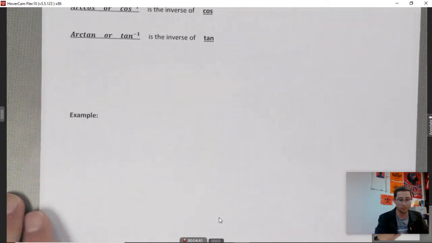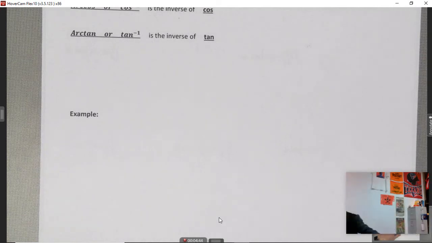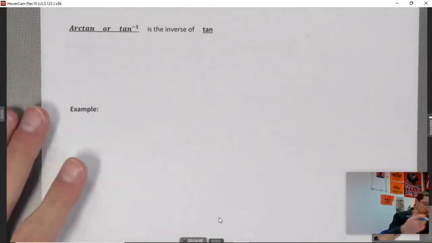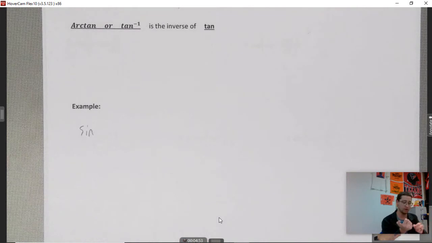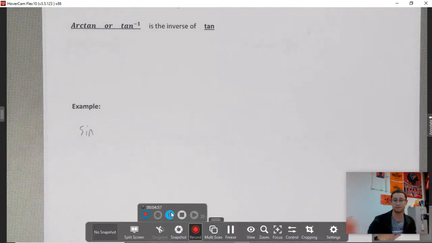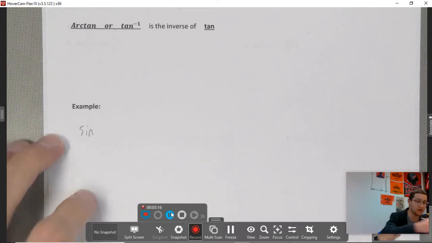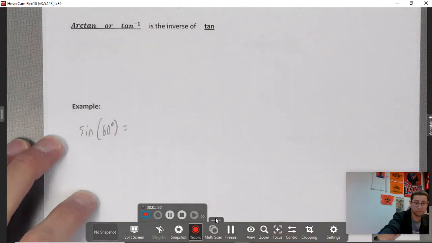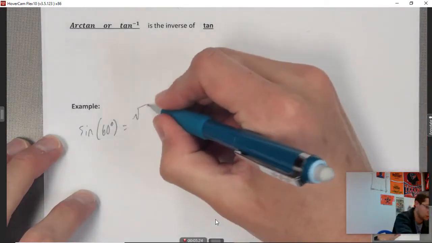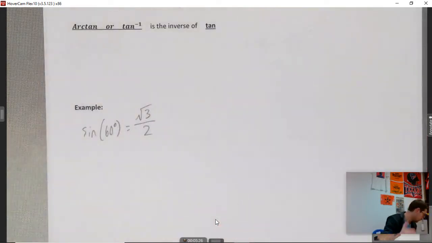All right, as an example, just to show you the inputs and the outputs. Based on our unit circle, we know that the sine of 60 degrees is equal to the square root of 3 over 2. As a reminder, we've developed our unit circle before.